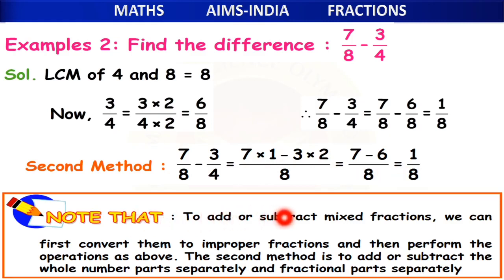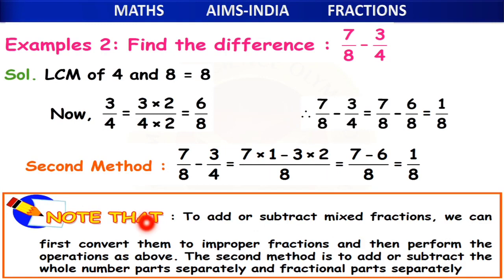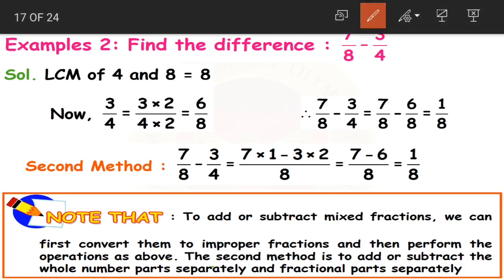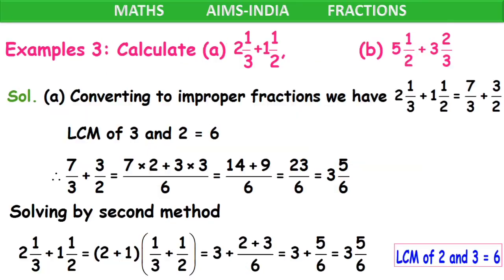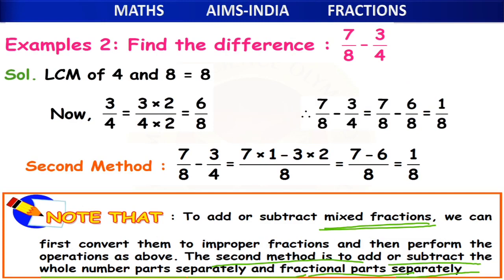Note that to add or subtract mixed fractions, we can first convert them into improper fractions and then perform the operations as above. The second method is to add or subtract the whole number parts separately and fractional parts separately. Now what are they talking about here? They are talking about mixed fractions. Now what are mixed fractions, students? We know, right? See, the number here 2 1 by 3 is a mixed fraction. It has a whole number part 2 and it also has 1 by 3, which is the fractional part. So it is called a mixed number.